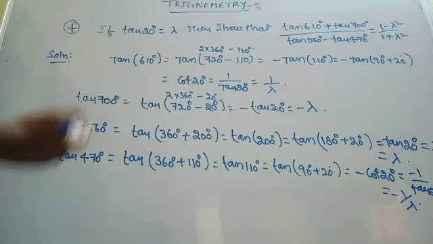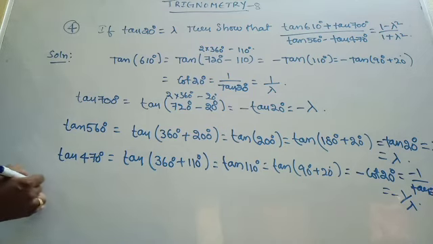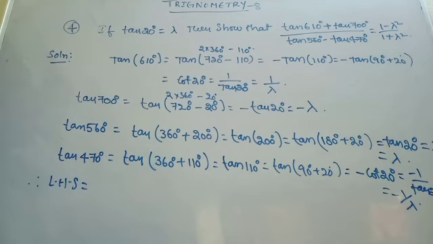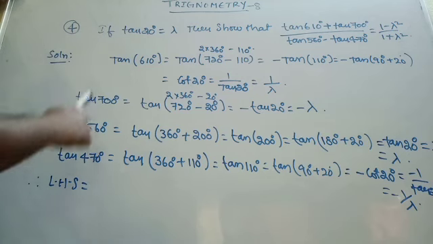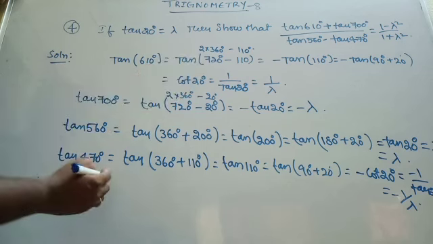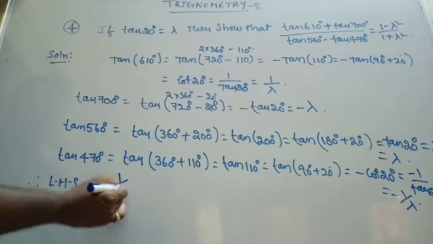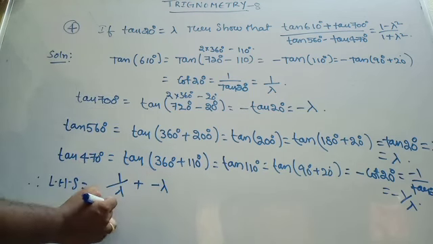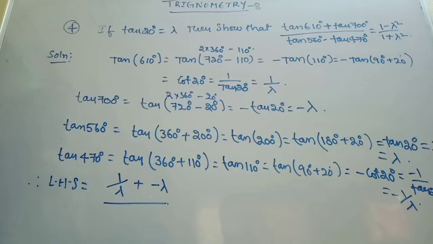Wonderful. Therefore, let us take our problem, the left hand side part. Once we have all these values, the first one, tan 610 degrees, we have got as 1 by lambda. I am doing it directly. 1 by lambda, the first one, plus tan 700 degrees, which we have got as minus lambda, whole thing divided by tan 560 degrees.